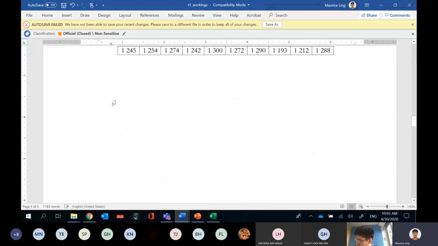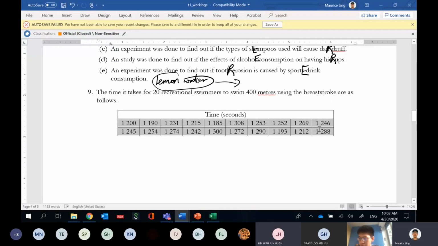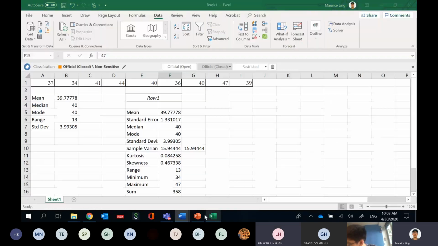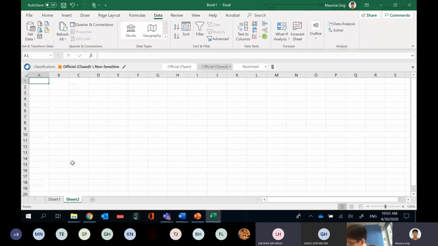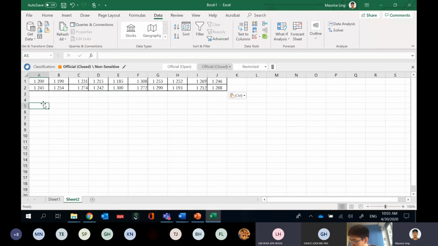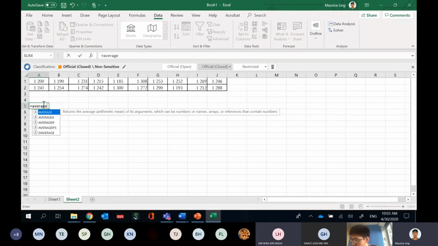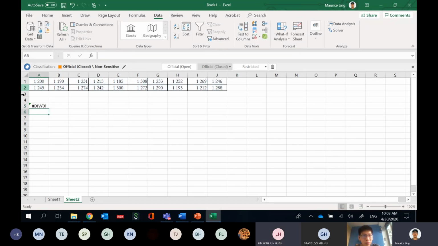So the mean, let's just work it out. Okay, so let's go to your Excel. Okay, and you type in average, which is a mean. Okay, it says division by 0. This is a problem. I have to read because of the space.